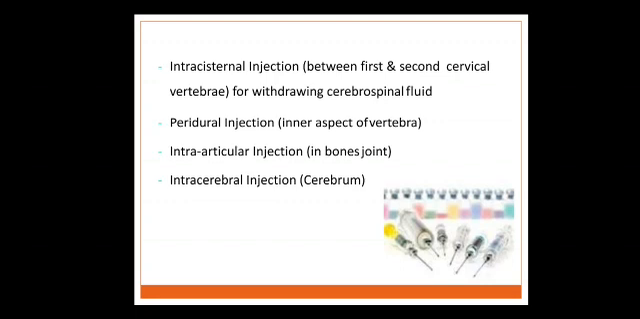Tenth one is the intra-articular injections. These injections are given into the fluid that lubricates the articulating ends of bones in a joint. The 11th one is the intracerebral injections. These injections are given into the cerebrum.